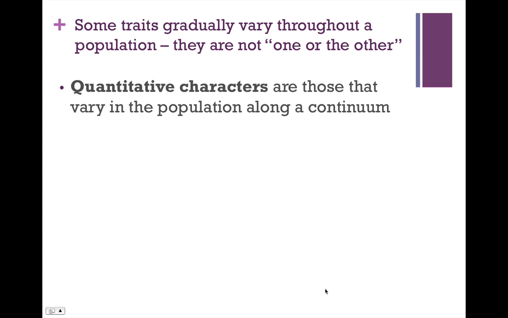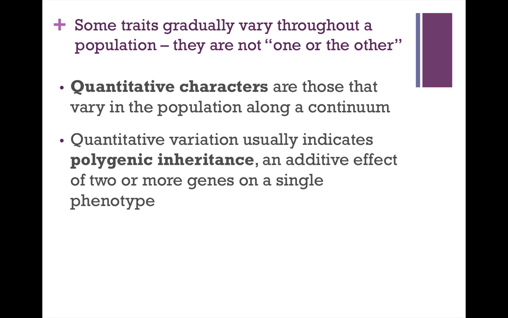Now, some traits gradually vary throughout a population. They're not one or another, and we call those quantitative characters. They vary in the population along a sliding scale continuum. So things that would be like that, for example, hair color, eye color, skin color, all of those things are not one thing or another. There tends to be a lot of graduation in both directions on how much is expressed. Quantitative variation usually indicates polygenic inheritance, an additive effect of two or more genes on a single phenotype. So polygenic inheritance means multiple genes are affecting that particular phenotype.